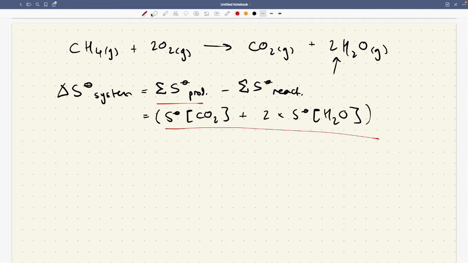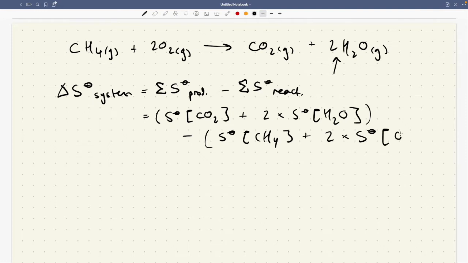Now we're going to subtract that for the entropy of our reactants. I'm going to move down here because, as you can see, I'm running out of space on my page. So minus the entropy of the sum for the reactants. So we've got a standard entropy for methane, CH4, plus, again, 2 times the entropy of our oxygen, because we have 2 of them, like that.